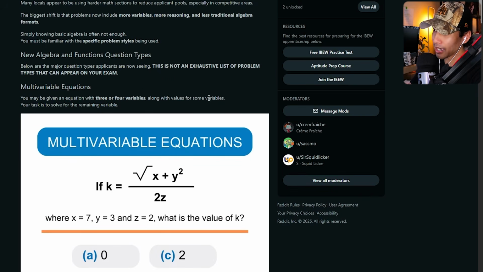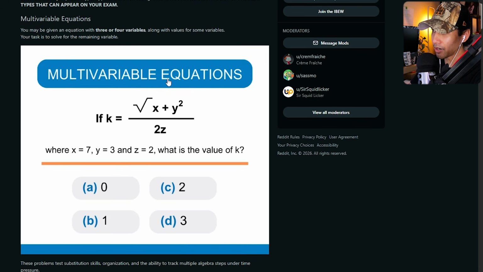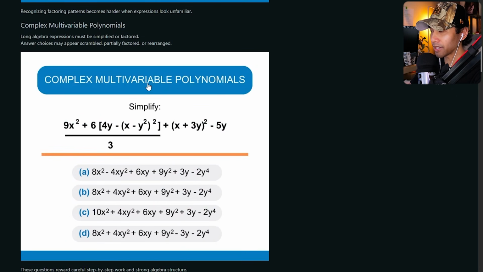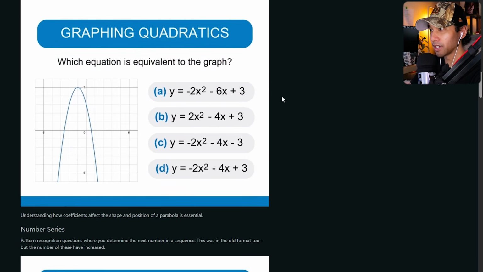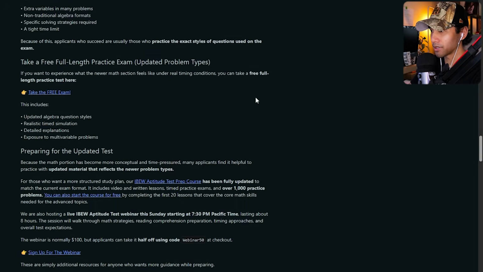So here are some examples that they gave us. Okay: multivariable equations, multivariable factoring, complex multivariable polynomials, graphing quadratics, number series, variable relationships.